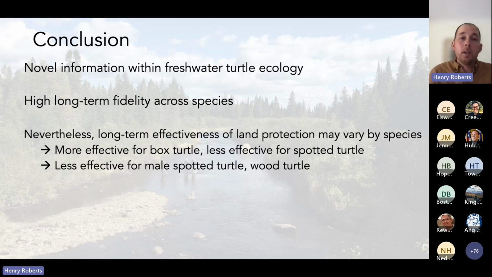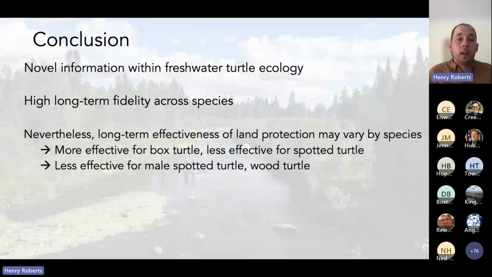But even still, these results suggest that the long-term effectiveness of land protection is likely going to vary by species. So it might be more effective for the box turtle, which showed the highest levels of fidelity across sexes, but maybe less effective for the spotted turtle, which generally showed lower levels of site fidelity. And it also suggests that long-term land protection is going to be less effective for male spotted turtles and wood turtles, which seem to shift and use the surrounding landscape a little more often.